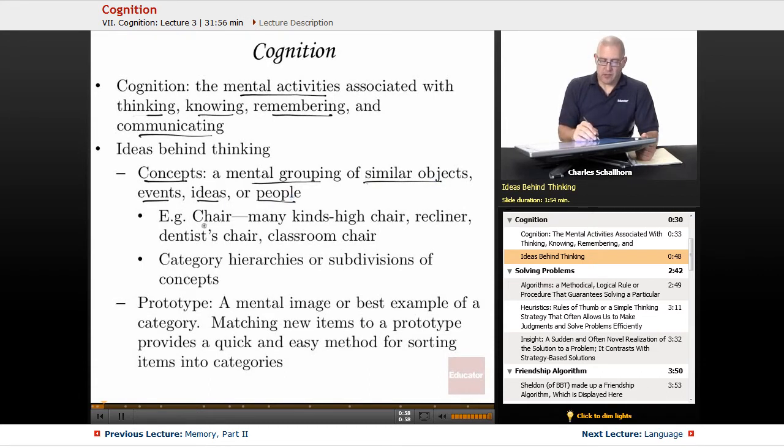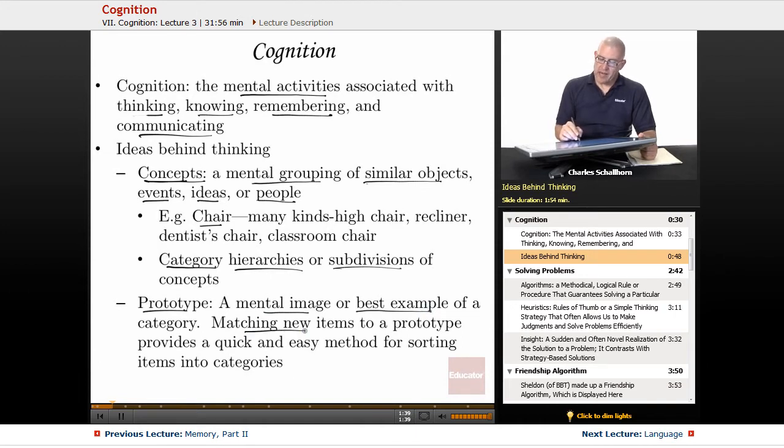And so one example would be chair. There are many different kinds of chairs. There are high chairs, there are recliners, there are dentist chairs, there are classroom chairs, there are little kid chairs, there are big kid chairs. So, there are chairs with different kinds of designs, but the basic idea of chair is a concept. And then, of course, within the concept, we can have categorical hierarchies and subdivisions of the concepts. So with concepts, we can play with car, we can play with chair, we can play with whatever concept it is. And then prototype is a mental image or best example of a category.